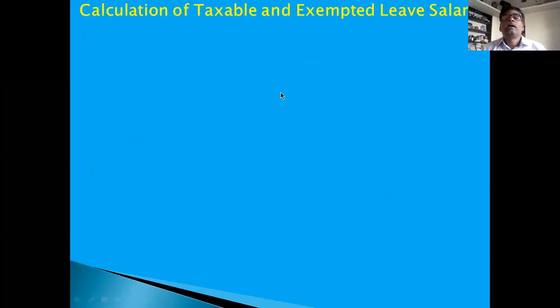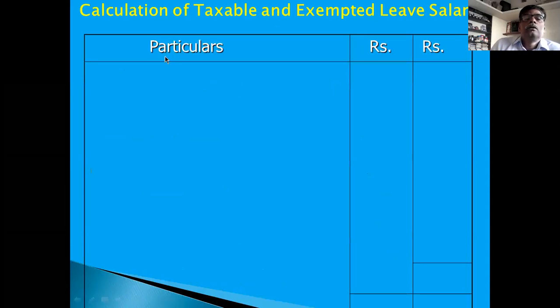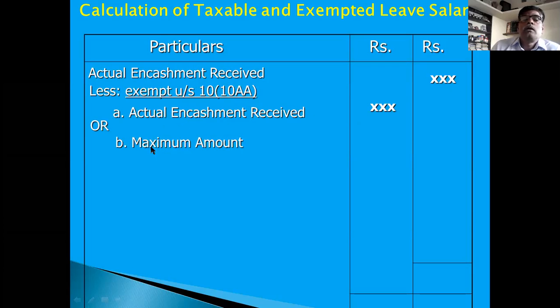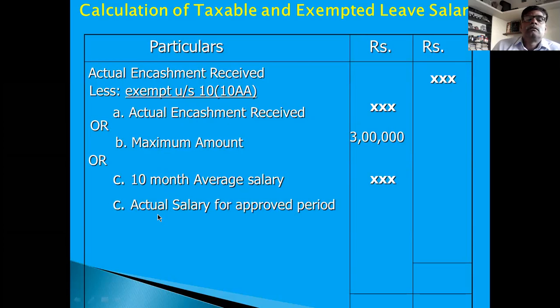And next, you see this chart. First, you take the total amount received as encashment. Then less exempted. First is the actual encashment received, the same amount. Second point, the maximum amount of 3 lakh you take. The next is 10 months salary. First you calculate the average salary of 10 months, divide by 10 and multiply by 10. Then the actual salary for the approved period.